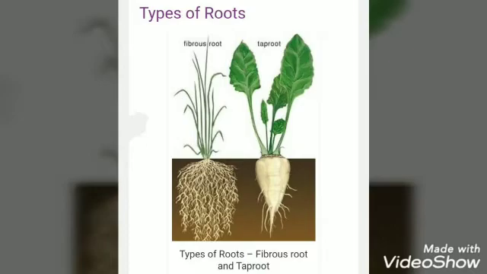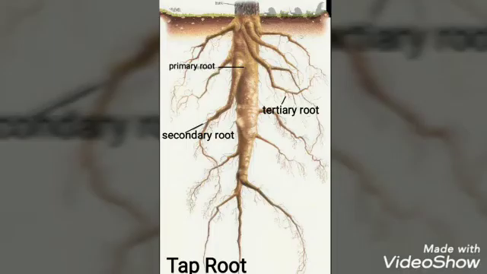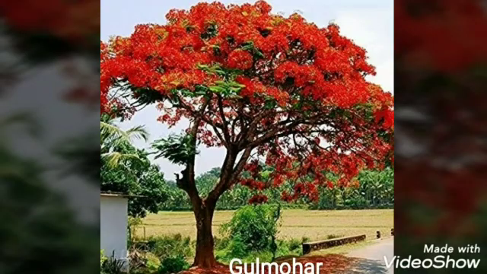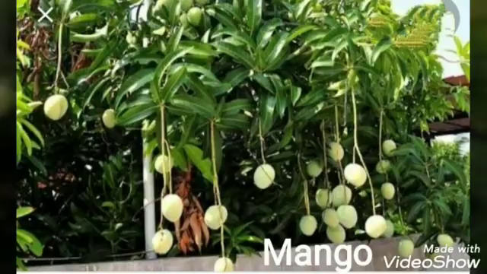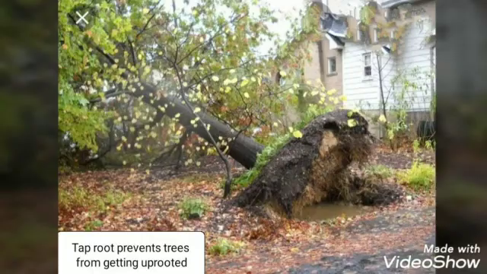A taproot has a thick main root, that is the primary root. It has branches coming out of it called the secondary roots. Still smaller roots which are very thin come out of the secondary roots. These are called tertiary roots. Trees like peepal, gulmohar, neem, jamun and mango have taproots. Taproot prevents big and tall trees from getting uprooted during storm.